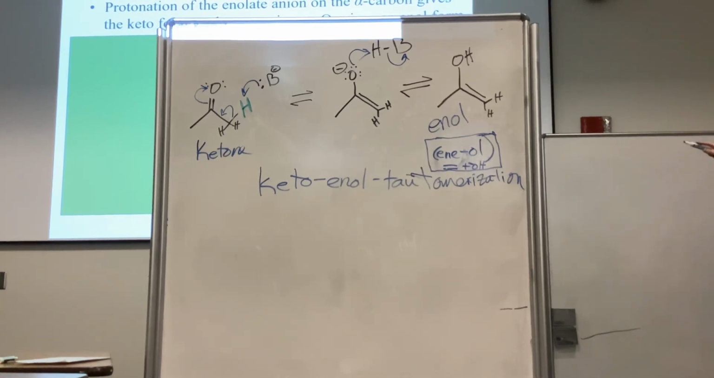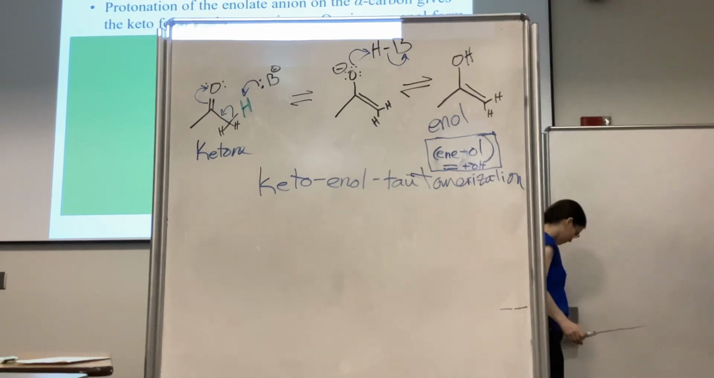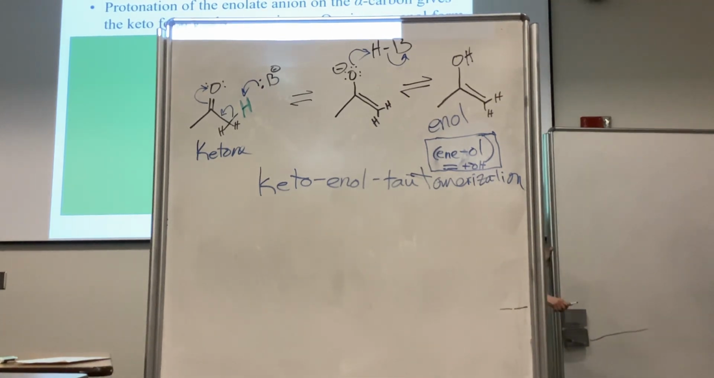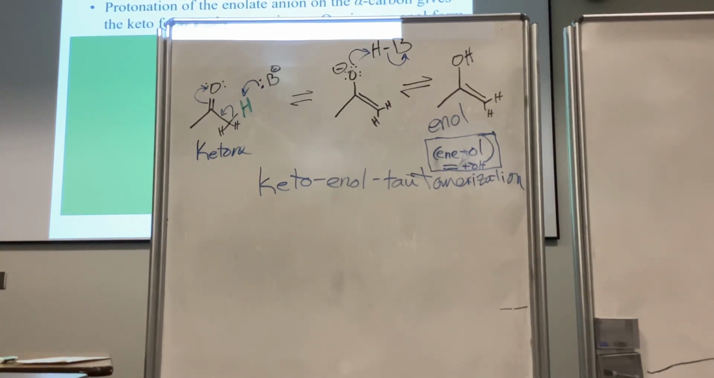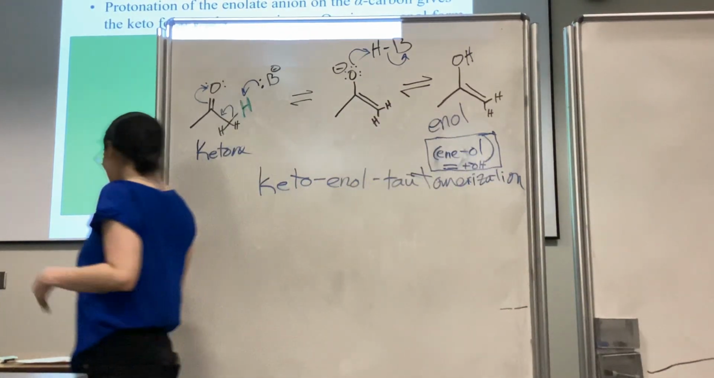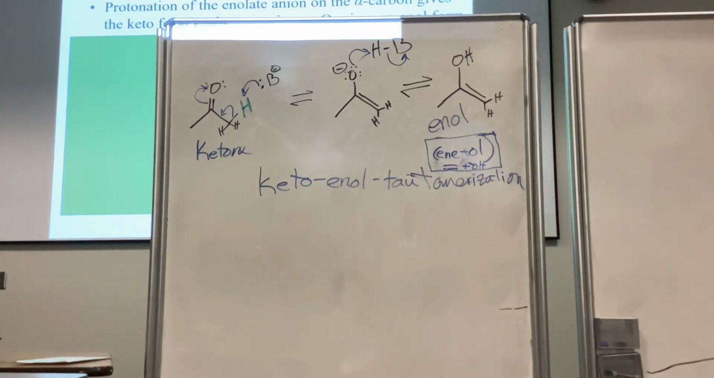The slide says protonation on O2 gives an enol form, and they meant the oxygen. I don't know if they had a proofreader who just got excited and was like, oh, I know that oxygen is diatomic, O2 means oxygen, and they must have forgotten that. Anyway, that's wrong. It should say protonation of the enolate anion on the O gives the enol form.